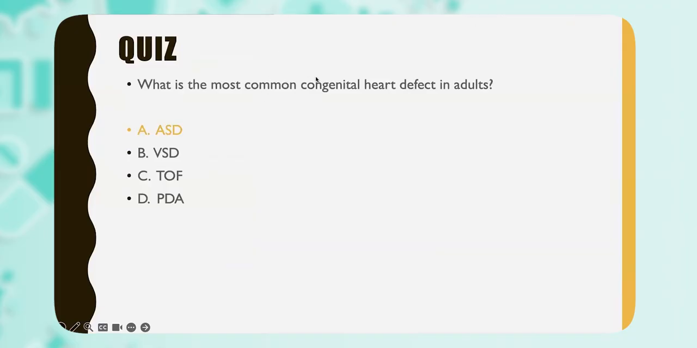Which is the most common congenital heart defect in adults? The importance in the question is in this word, adults. In adults, it is ASD. But if the question was what is the most common congenital heart defect overall, that is ventricular septal defect. This is true in adults because many VSDs close during 0 to 5 years of age, especially the smaller muscular ventricular septal defects.